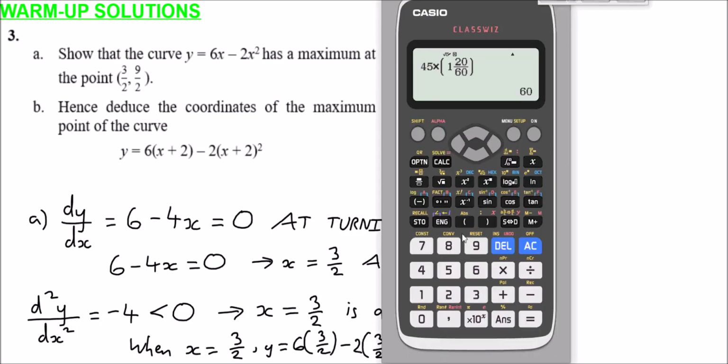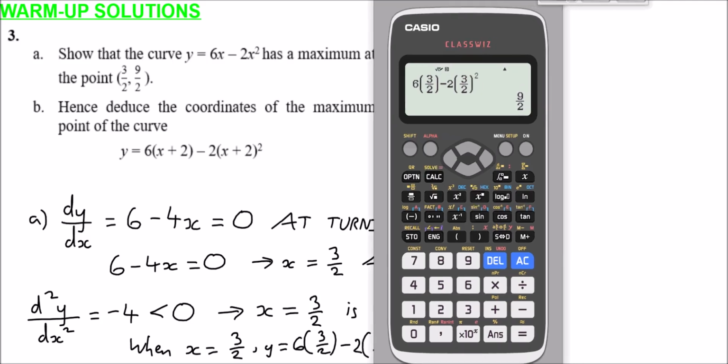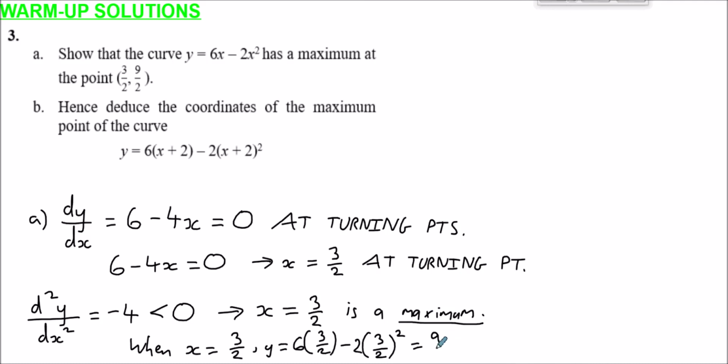So if we try this on our class whizzes, 6 lots of 3 over 2 minus 2 lots of 3 over 2 squared, that does indeed give us 9 over 2. So therefore, we've shown that the point 3 over 2 and 9 over 2 must be a maximum point.